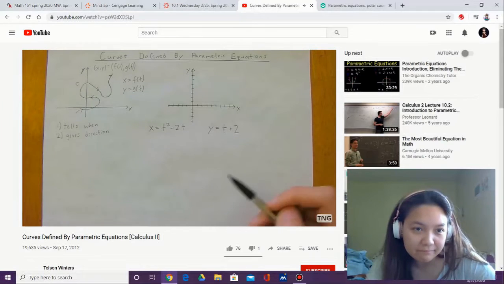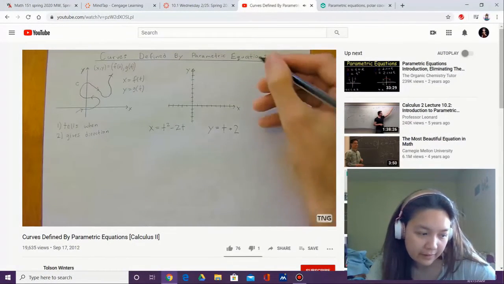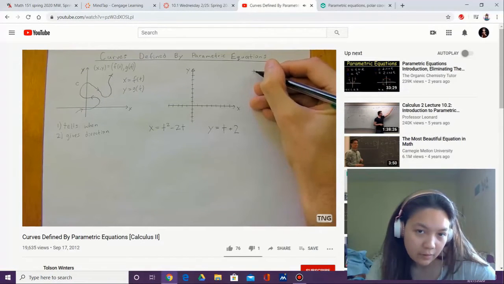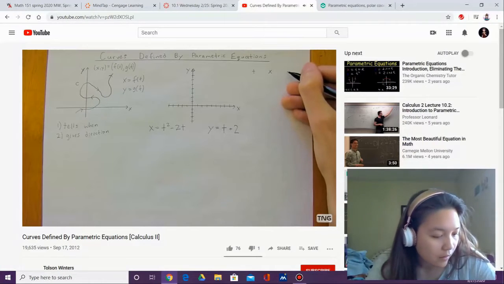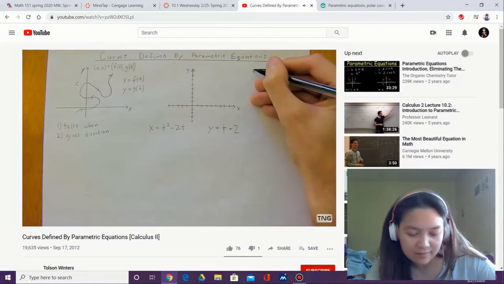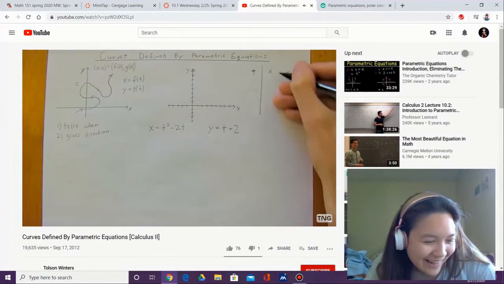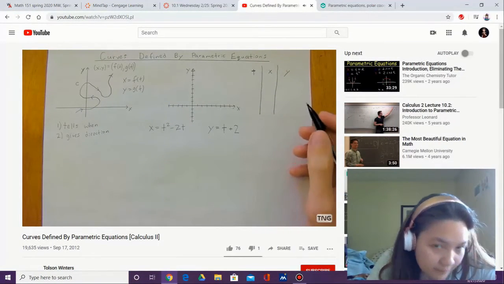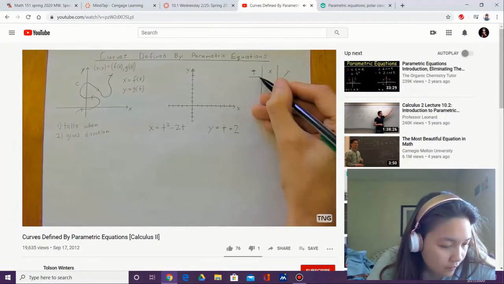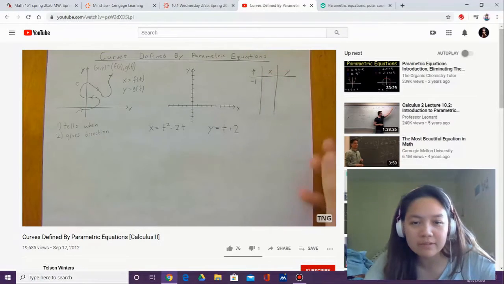The first thing we do to start working on this graph is make a little table. We'll have t as our variable, then x, and then y. We'll break these up and just start plugging in values for t and see what comes out for x and y.